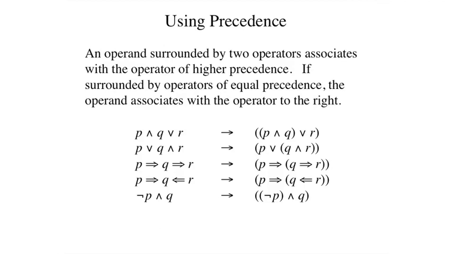Expressions on the right are the fully parenthesized versions of the expressions on the left. In the first case, Q in the middle is associated with the AND because AND has higher precedence than OR. Similarly, in the second sentence, Q is associated with the AND on the right side, since again, AND has higher precedence than OR. In the next two cases, the association is to the right because the operators are of equal precedence. And in the final example, P is associated with NOT because it's the operator with the highest precedence of all.